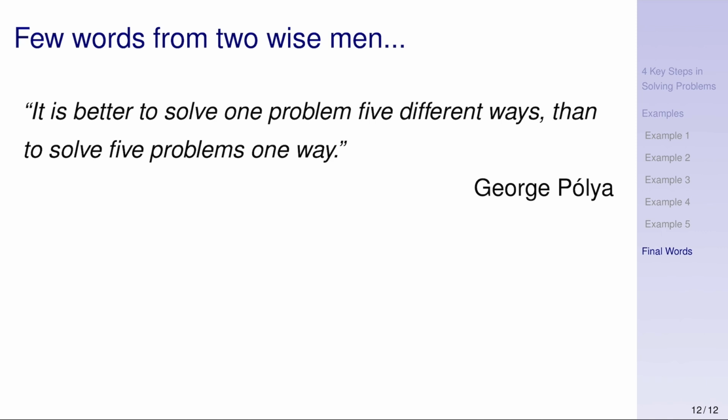First is George Polya, a famous mathematician. He said that it is better to solve one problem 5 different ways than to solve 5 problems one way. Again, 5 different ways than solving 5 problems one way. So this is important whenever we tackle math problems and problems of real life in general, because we need to be flexible and we need to widen our perspective to solve a certain problem in multiple ways.